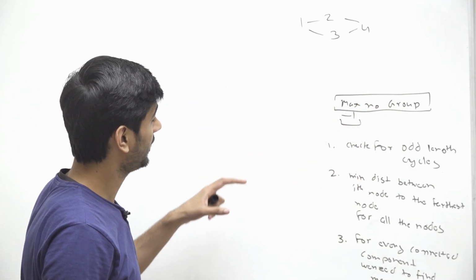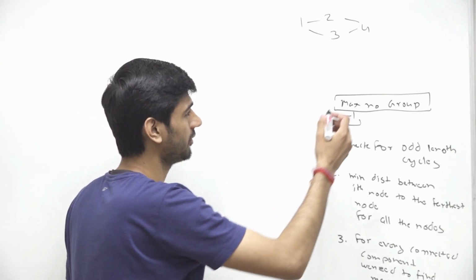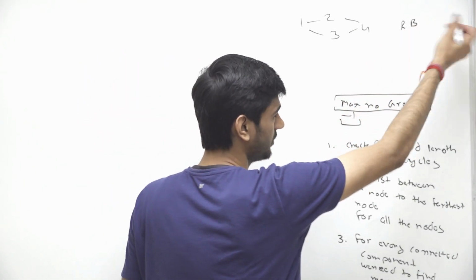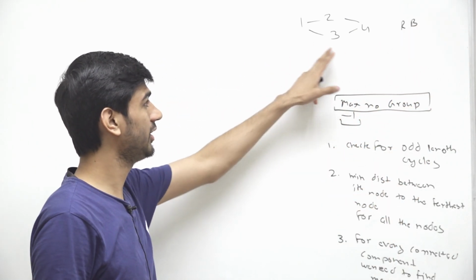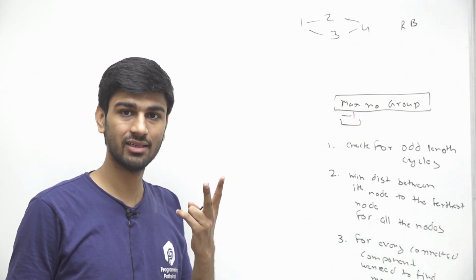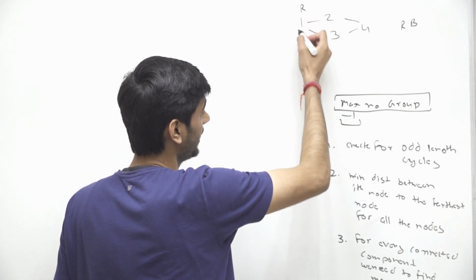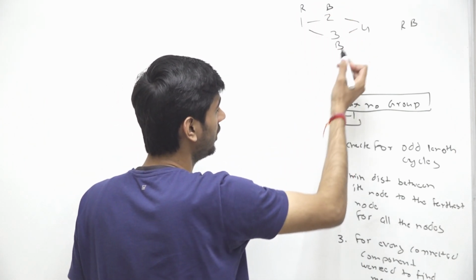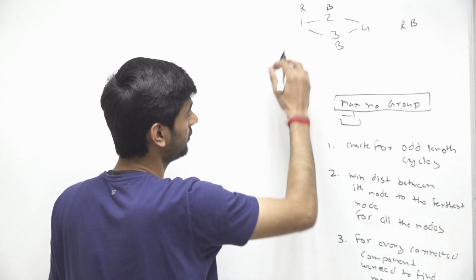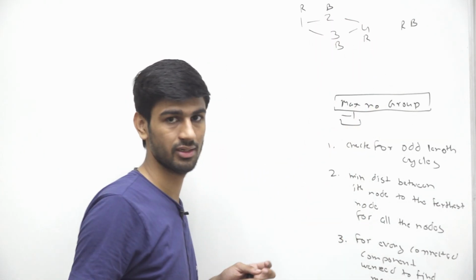In a bipartite graph, we try to paint every node with one of 2 colors, like red or blue, or something else. We have to paint every node with one of these 2 colors in such a way that no 2 adjacent nodes have the same color. For example, if we paint this with red, then we can paint these 2 with blue only, because no 2 adjacent nodes should have the same color. And if these 2 nodes are painted with blue, then this can only be painted with red, right?